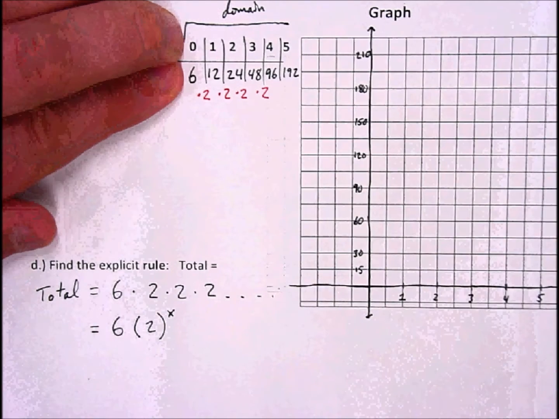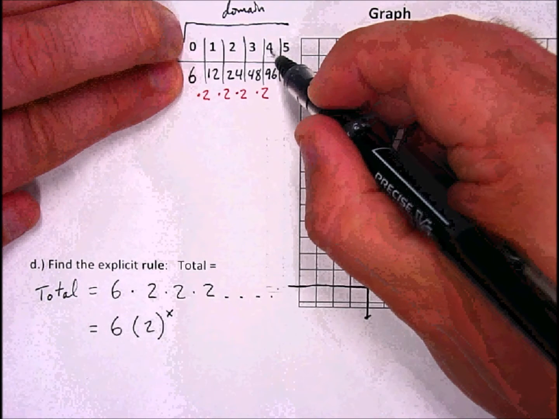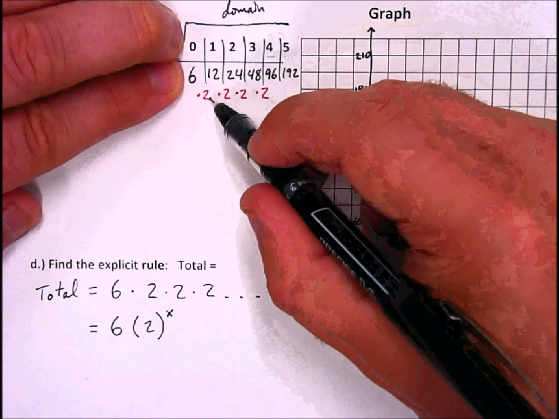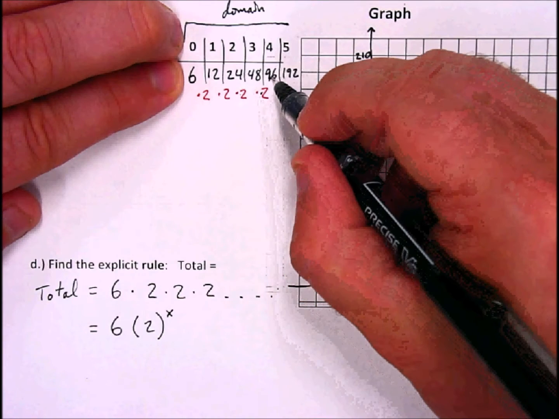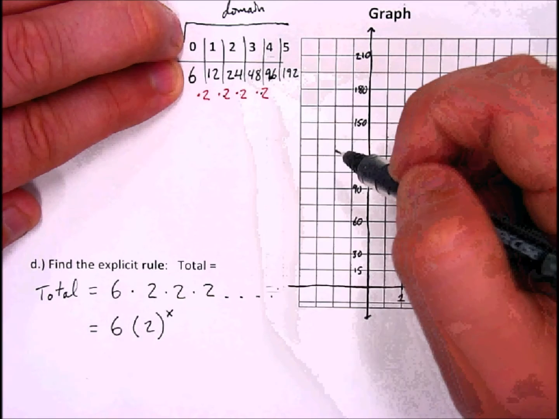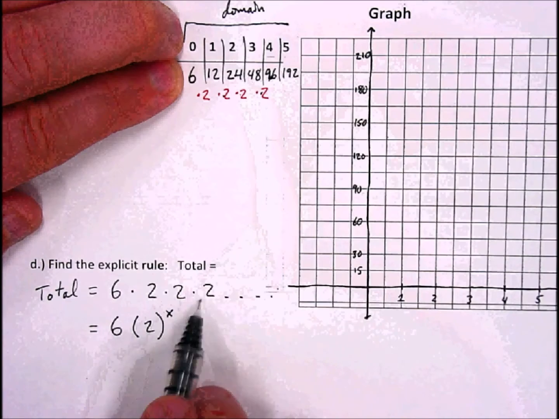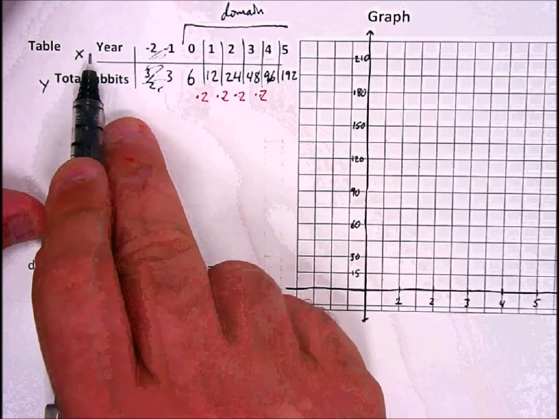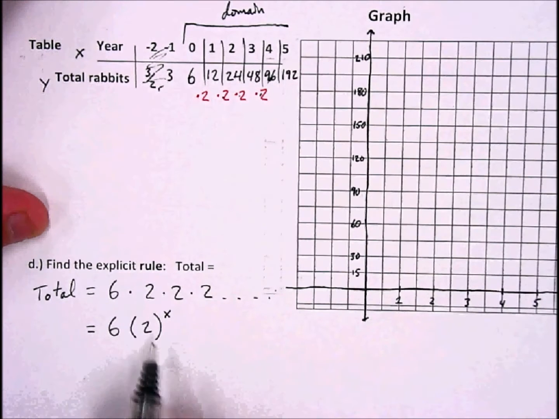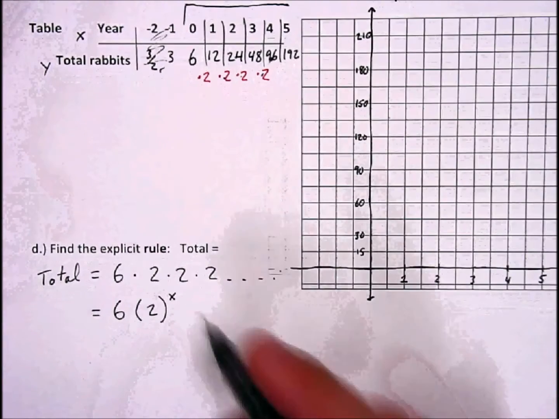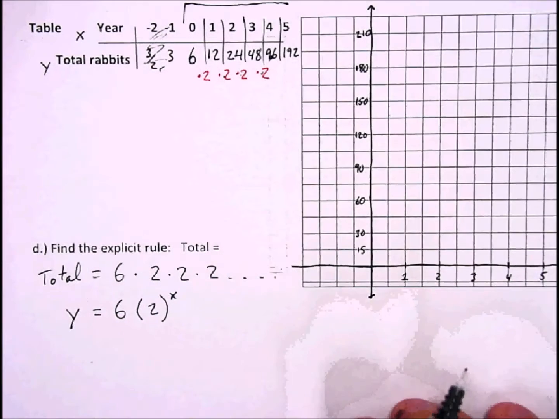At 4 years, how many times has that times 2 repeated? 1, 2, 3, 4 times to get to the 4th term. At the 2nd term, it has happened twice to get to the 2nd term. So if I want to know how many times this times 2 is repeated, I just need to know the input value, which is going to be my x values. And so I'm just going to put 6 multiplied by 2 x number of times. And I'll just put y equals here for the total number of rabbits.